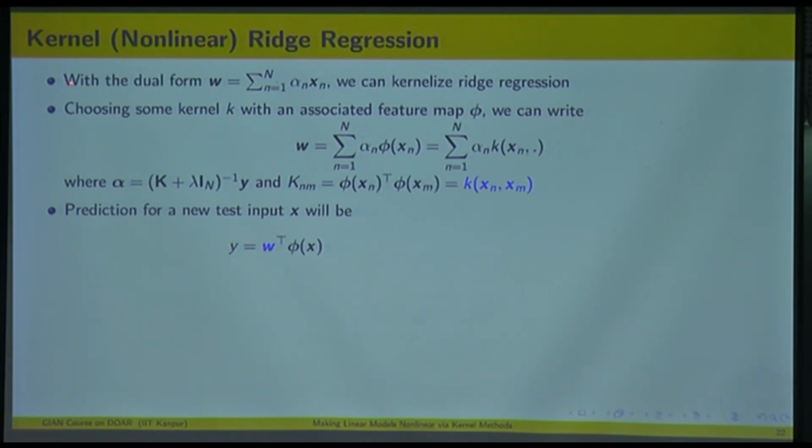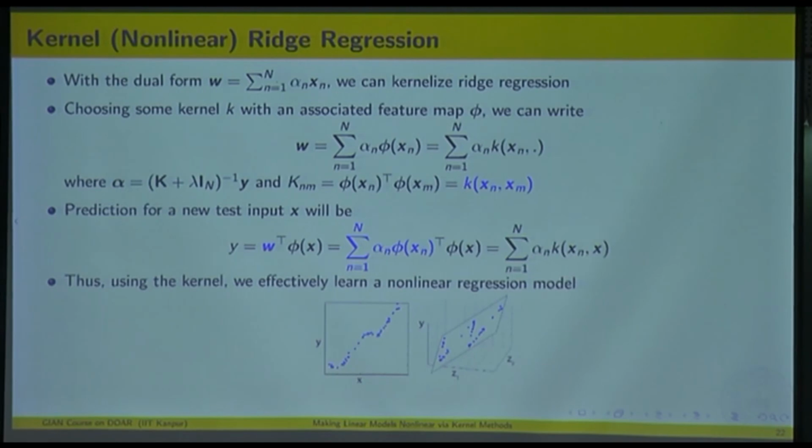I'll play the same trick that I played with SVM. I already have W defined like this. I multiply it, and I simply have phi of x_n transpose phi of x_m, and then I just have to replace this by a nonlinear kernel. So the same thing. I get a test point, my weight vector is already defined in the form of this, I just have to take inner products, and I'm done.